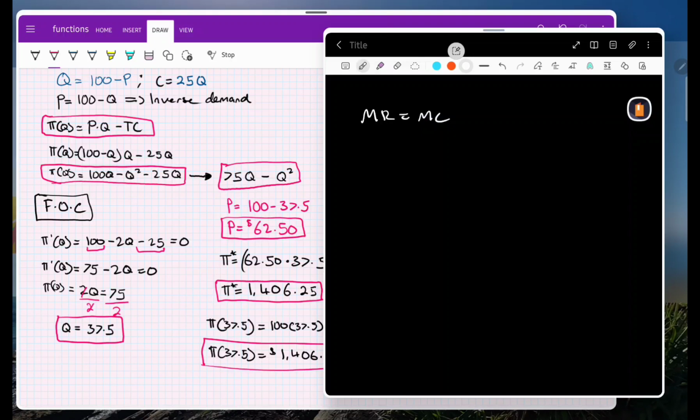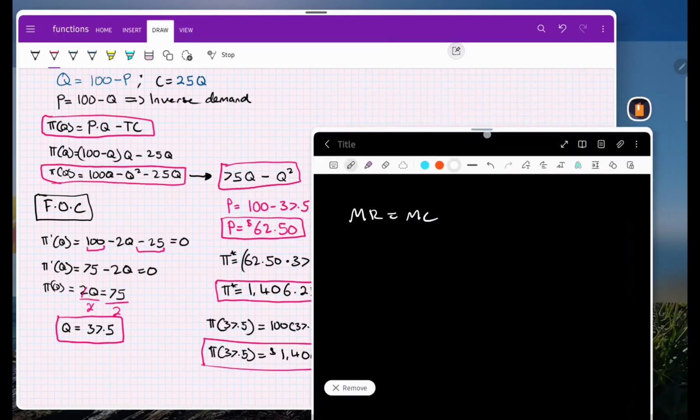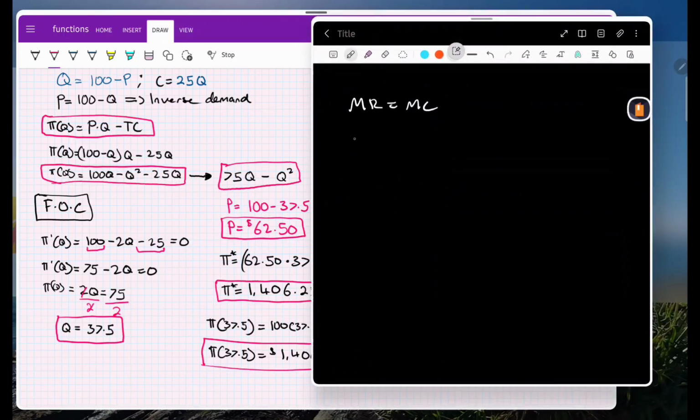So your marginal cost is the first derivative of your cost function, which is 25Q. Taking the first derivative of that, you will get 25. And I want to set that equal to the marginal revenue, which is the first derivative of your demand function.